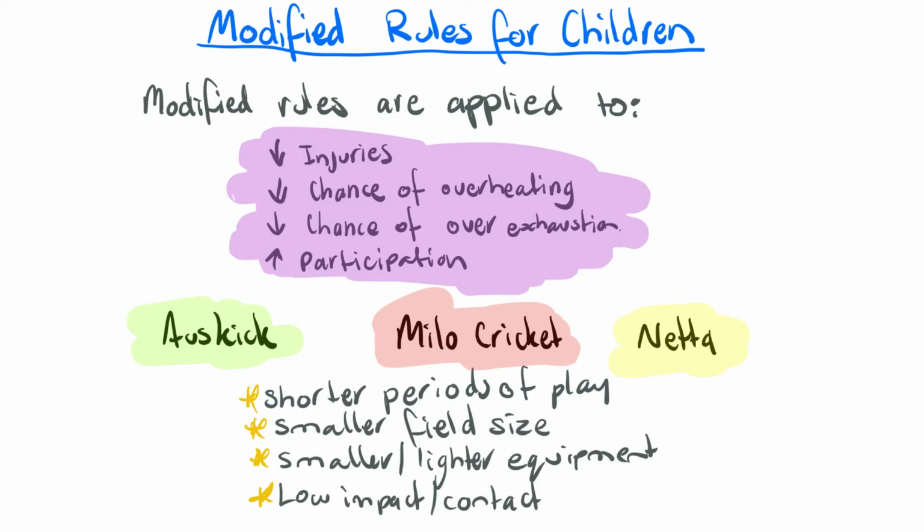So we apply modified rules to decrease the chance of injuries among athletes, and that could be the type of playing surface that they're playing on, the size of the equipment that they're using, and also the rules, like contact rules, the size of the playing field, and sometimes the length of time which children play for is often modified to decrease the chance of overheating, because as we know from previous videos, thermoregulation is an issue to look for in young children when coaching them.